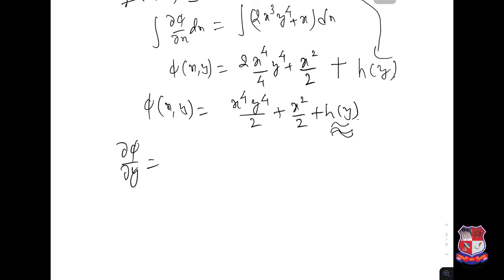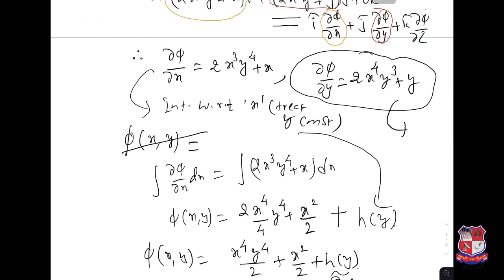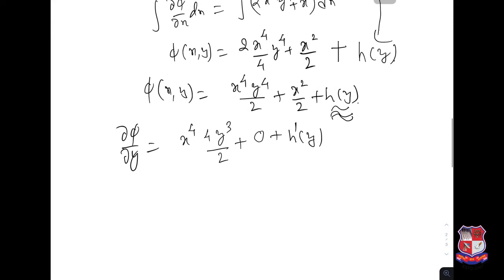Del phi by del y is x power 4, derivative with respect to y: 4 y cube by 2. Then x square by 2, there is no y term, so that derivative is 0, plus h of y derivative with respect to y is h dash y. But see, this star is also del phi by del y. So we can compare this one with star.